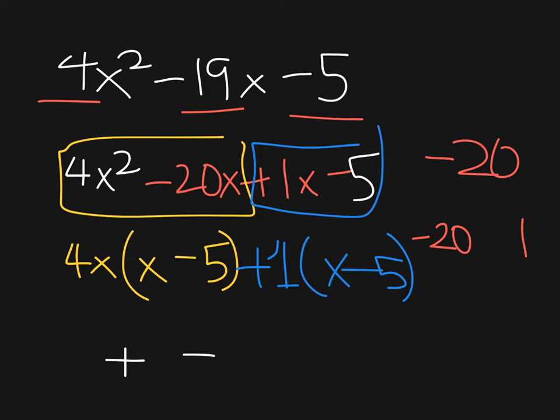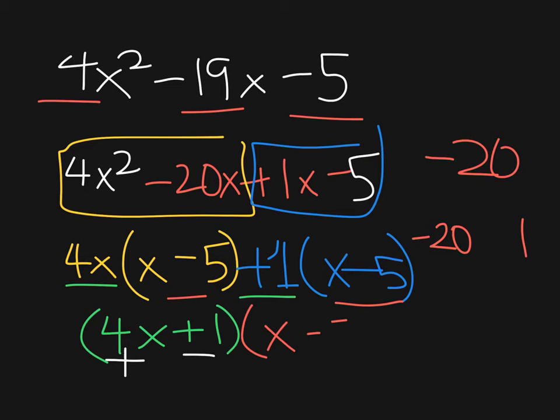So when I rewrite this, I'm left with now, for this here, 4x plus 1. And then for this part here, times x minus 5. If I multiply those together, I'll end up back where I started. And if I add them together, I'm going to end up with the 19 there as well.